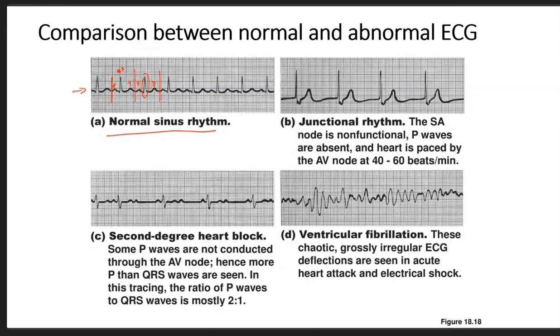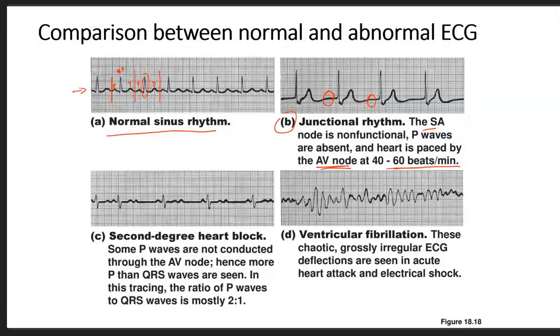For the second diagram, B, junctional rhythm. The SA node is non-functional. P waves are absent. As you can see, there are no P waves here. The heart is paced by the AV node, which means the impulse is generated by the AV node, causing the heart to beat slower, at 40 to 60 beats per minute.